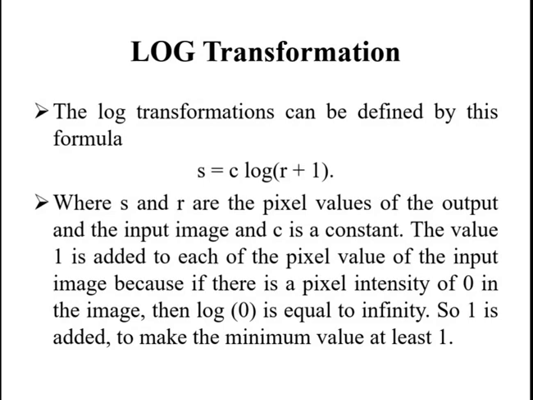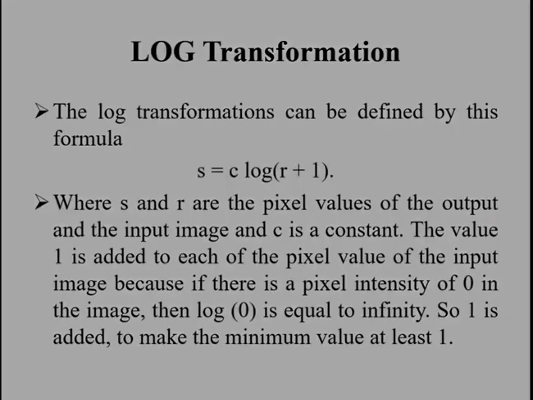The shape of the log curve as shown in the figure shows that this transformation maps a narrow range of low intensity values in the input into a wider range of the output levels. The opposite is true of higher values of input levels. We use a transformation of this type to expand the values of dark pixels in an image while compressing the higher level values. The opposite is true of the inverse log transformation.